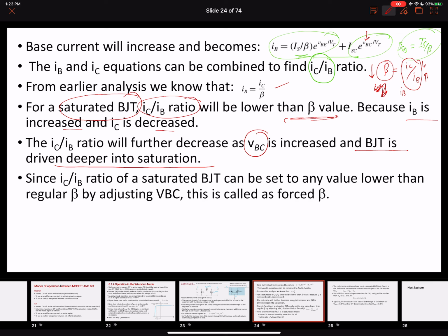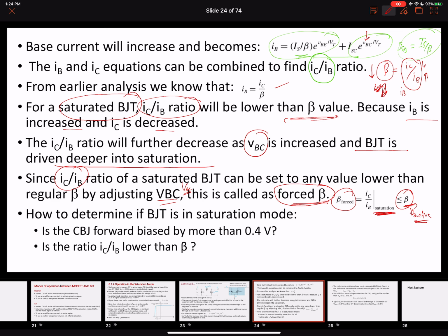Okay, so now we are going to call that beta value for the saturation region the forced beta, right? So this VBC is that biasing voltage. This is forced beta. This is the beta in the saturation region, and this will be less than our normal beta value, which was for the active region of operation.